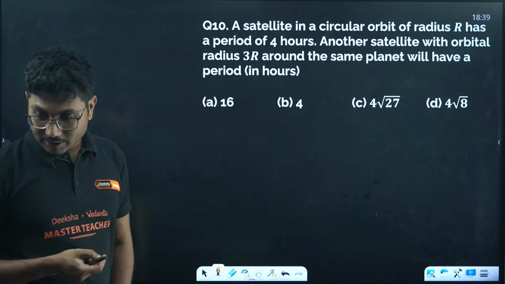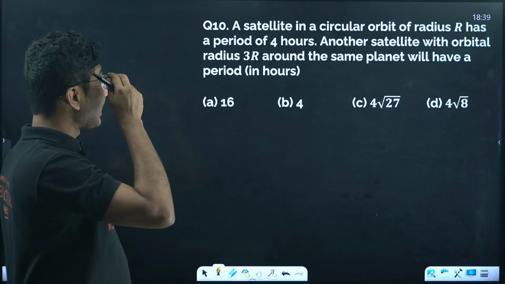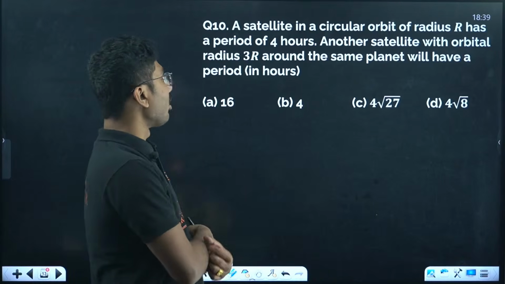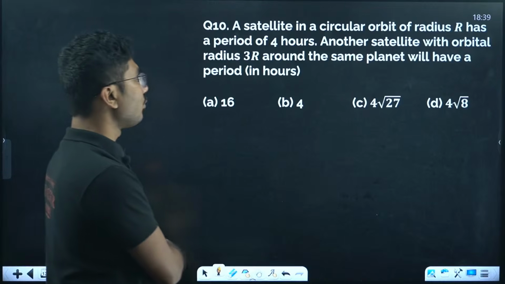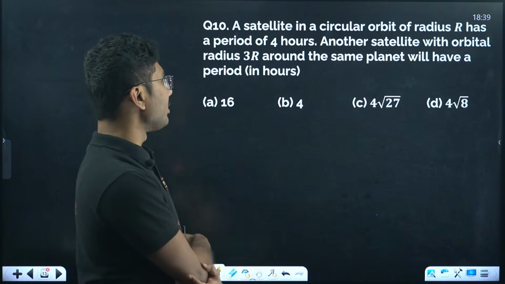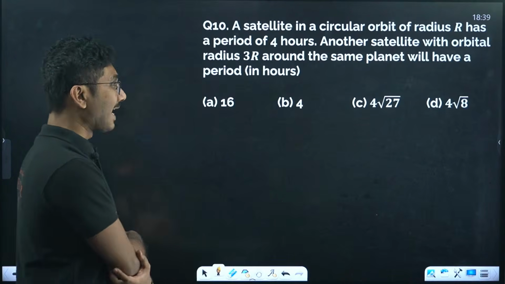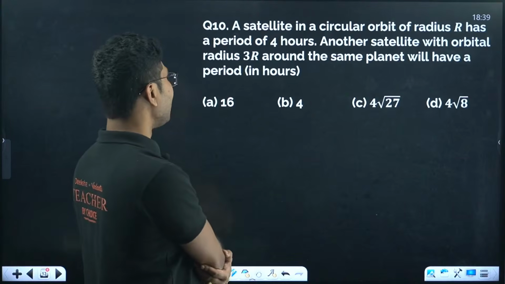Next question, question number 10. A satellite in a circular orbit of radius capital R has a period of 4 hours. Another satellite with the orbital radius 3r around the same planet will have a period of.